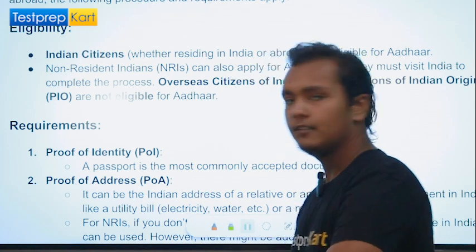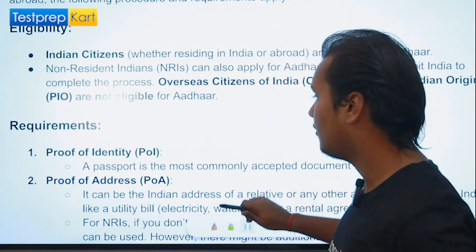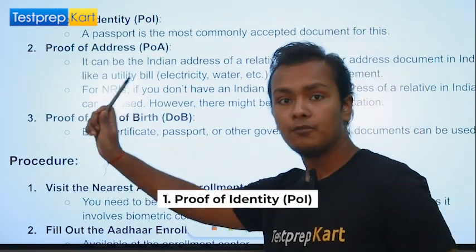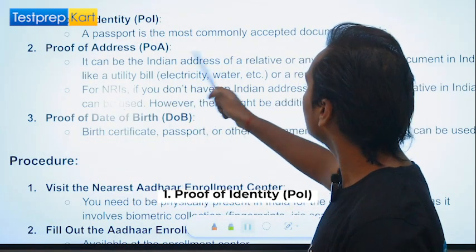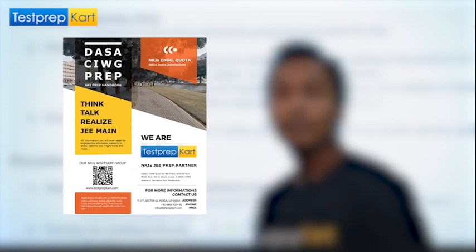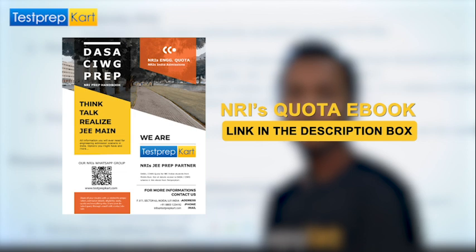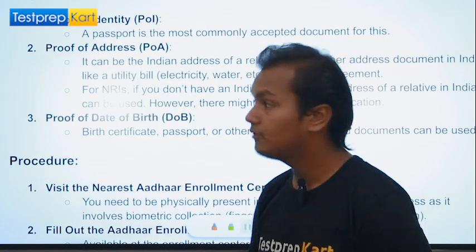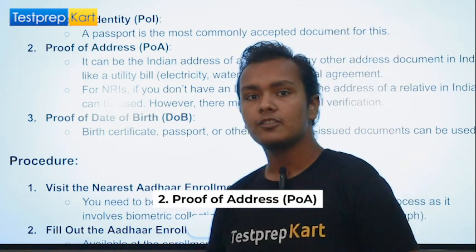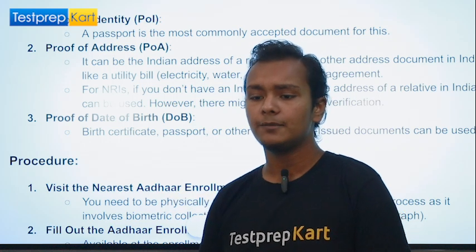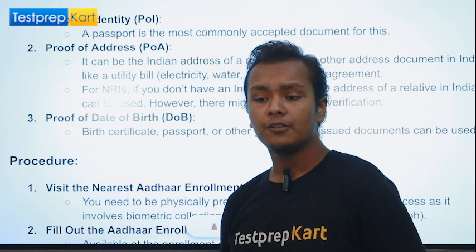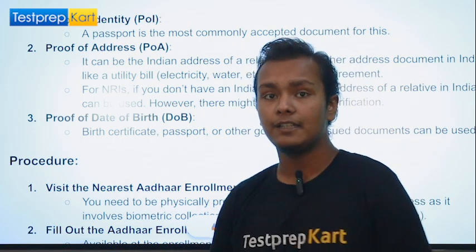So now let's get back to the screen and see what the requirements for Aadhaar are. Here you can see that first of all you should have a proof of identity. You should have your passport, which is the most commonly accepted document all over the world as an identity, showing which country you belong to, your origin, and your date of birth too. And the second and most important thing is the proof of address, which should be an Indian address. It could be your electricity bill, your water bill, your rent agreement, or your house property papers which are based in India.